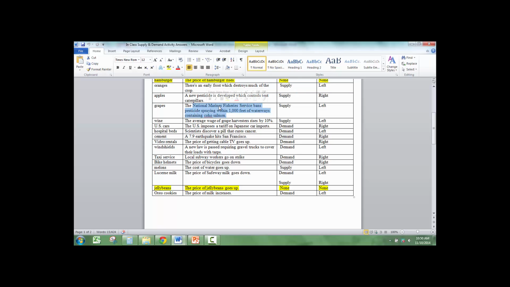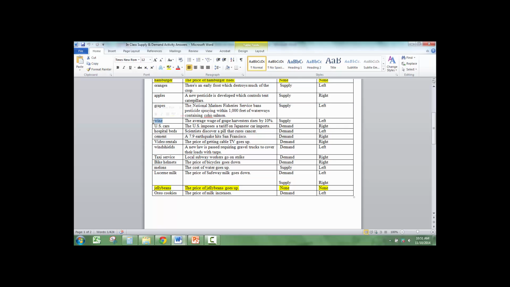The National Marine Fisheries bans pesticide spraying 1,000 feet within the waterways containing coho salmon. What's going to happen to the grapes that grow by those waterways? Well, if we can't spray pesticides, then basically we're going to have less of a supply, so supply left.